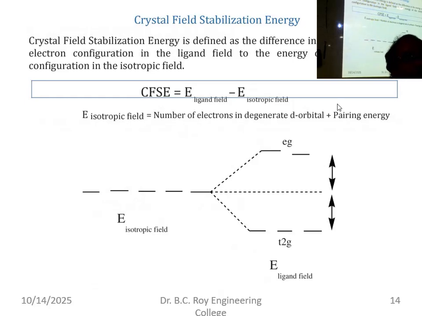Now, how do we calculate the CFSE? Calculation of CFSE, crystal field splitting energy. CFSE is calculated as the energy of the ligand field minus the energy of the isotropic field. Isotropic field means before the complex formation, and this is after the complex formation. So this is the isotropic field and this is the ligand field. The difference in energy is called the CFSE. So you can calculate the CFSE accordingly.